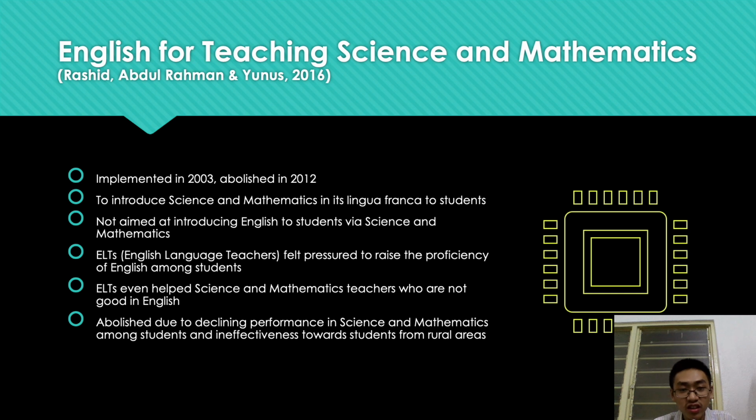The controversial English for teaching science and mathematics policy was first implemented in 2003, but was later abolished in 2012. It was meant to introduce science and mathematics in its lingua franca to students, which meant the students were learning science and mathematics in English. They had to understand scientific and mathematical knowledge in its original medium of instruction, which is English.